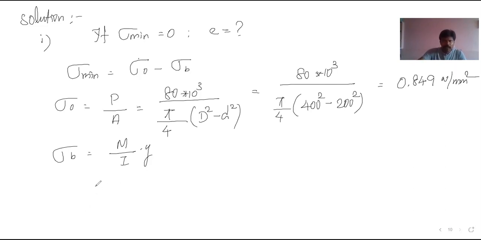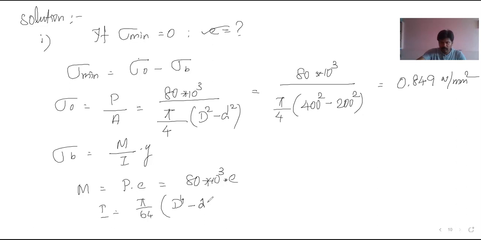Now the sigma B, bending stress, which is nothing but moment, is equal to P into e, eccentricity. So we have to calculate the eccentricity value for the first condition. Let us keep it as it is. So P is equal to 80 into 10 cube e. I value is pi by 64 into capital D power 4 minus small d power 4. So the value becomes 400 power 4 minus 200 power 4.